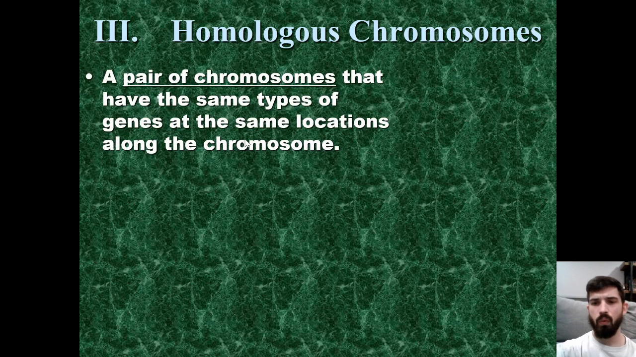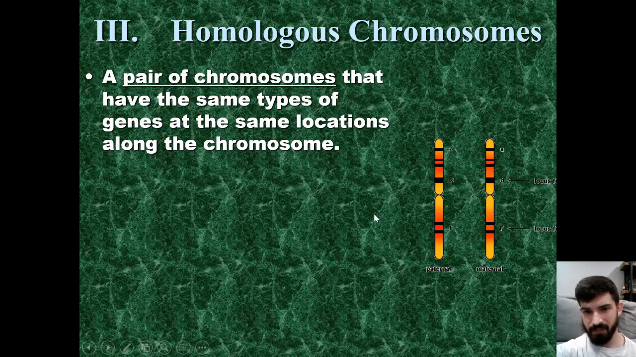And so when you take a pair, let's imagine one of those pairs of chromosomes. In that pair, one of those is from your mom and one of those is from your dad. So that pair would be called a homologous pair because those chromosomes have the same types of genes. They have the same types of instructions.